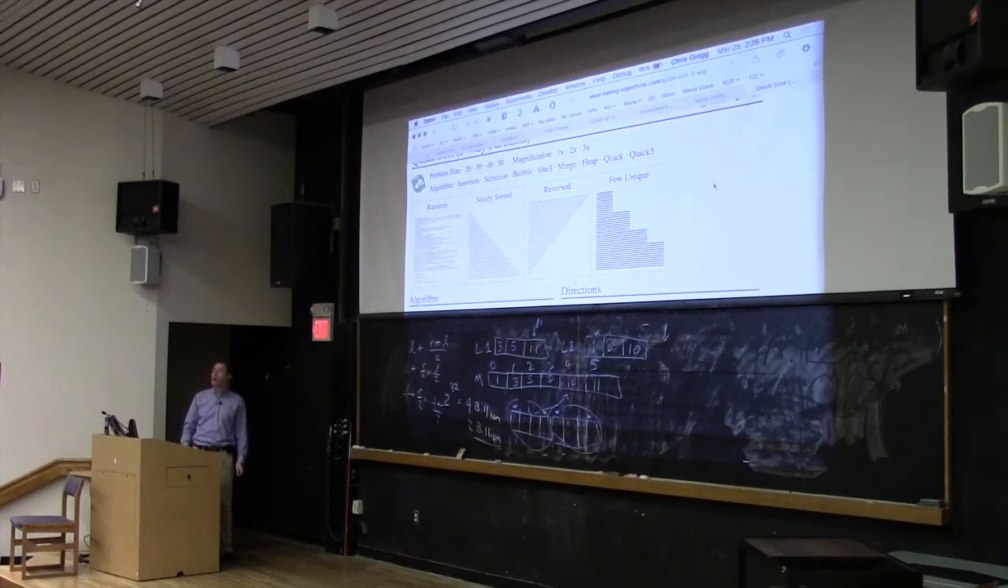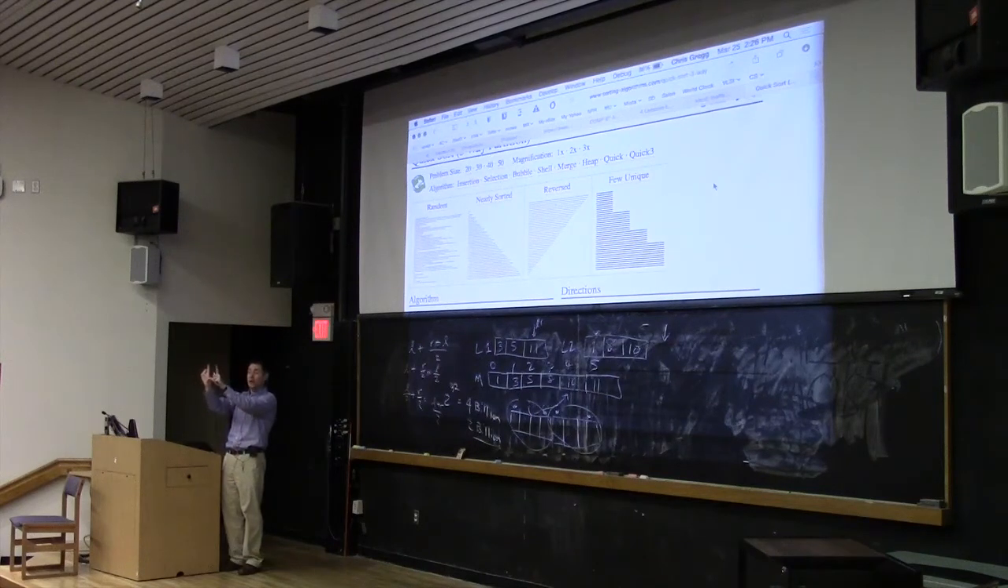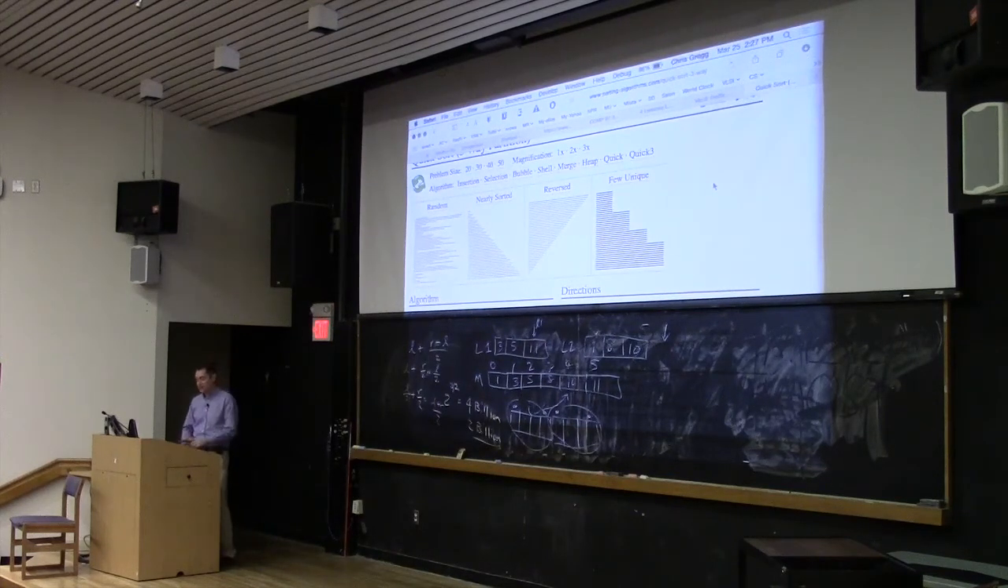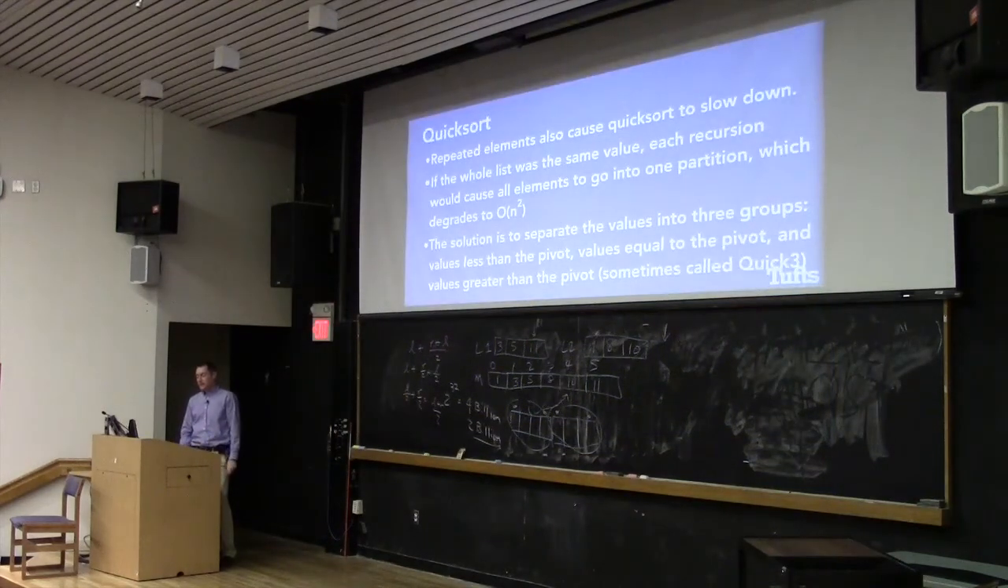You don't necessarily need to pass in more indices, but you will have a middle group that you're going to ignore every time. So it's actually pretty fast in that case. Quick 3 is a pretty good one. Most implementations will use a variation of quick 3. So separate the values into 3 groups instead of 2, and this will be better performance. Any questions on Quicksort?